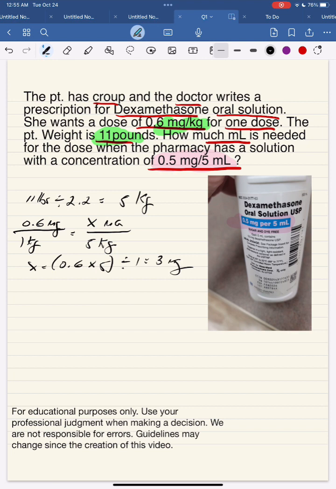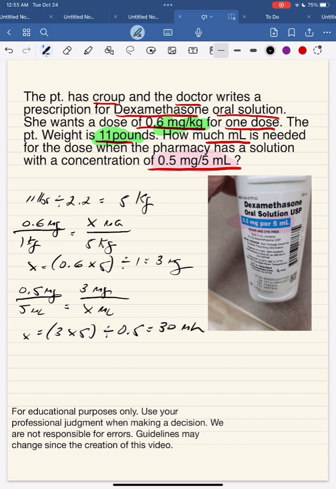So we need 3 milligrams for the dose, but we have a concentration of solution 0.5 milligrams per 5 ml, so we're going to set that up. 0.5 milligrams over 5 ml is equal to 3 milligrams over X ml. So X is equal to 3 times 5 divided by 0.5. Do the calculation with me, and the answer is 30 ml, 30 milliliters.